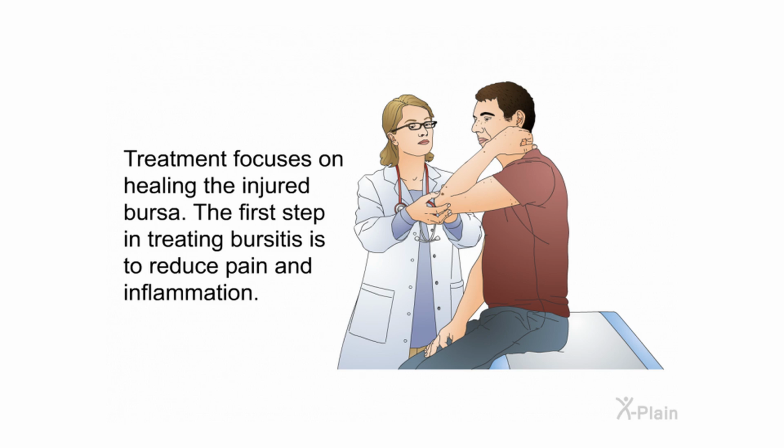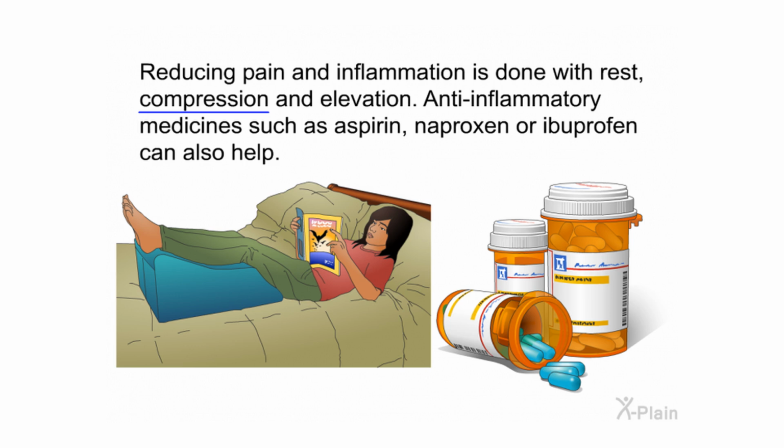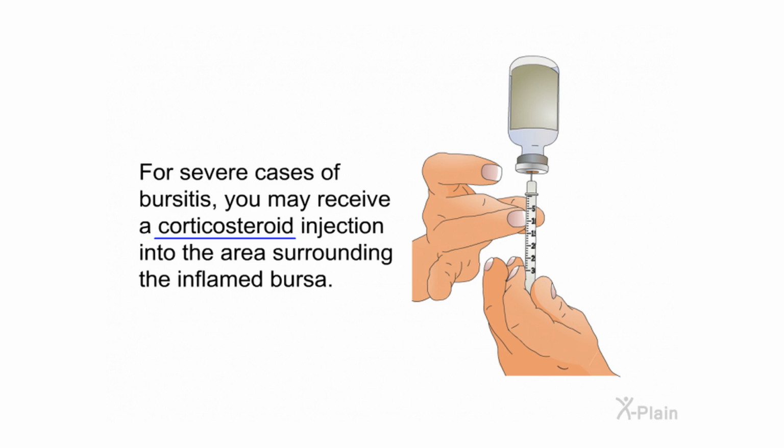The first step in treating bursitis is to reduce pain and inflammation. Reducing pain and inflammation is done with rest, compression, and elevation. Anti-inflammatory medicines, such as aspirin, naproxen, or ibuprofen, can also help. For severe cases of bursitis, you may receive a corticosteroid injection into the area surrounding the inflamed bursa.